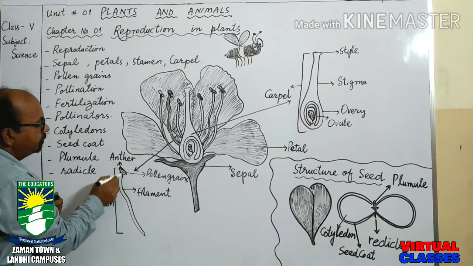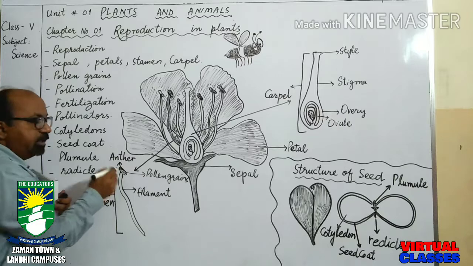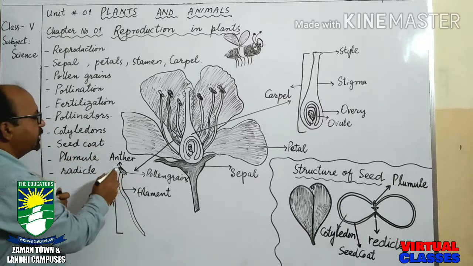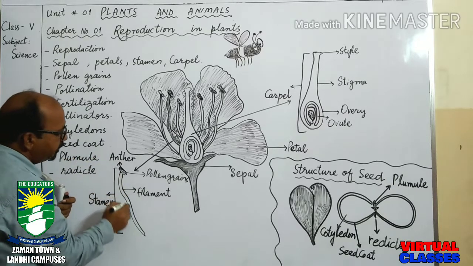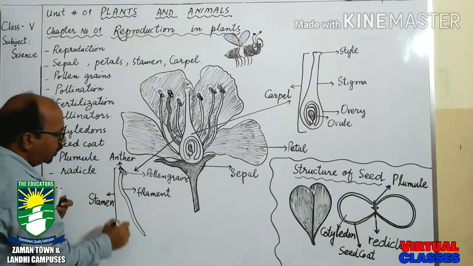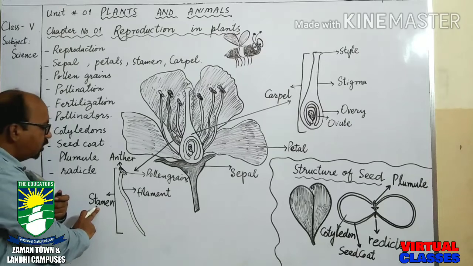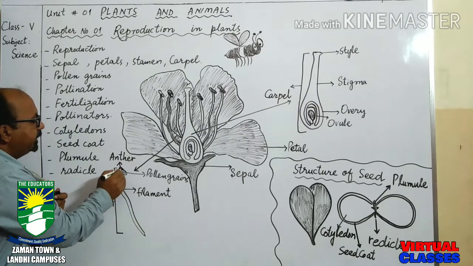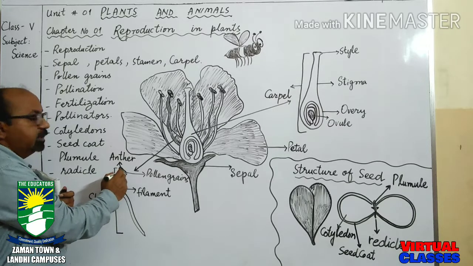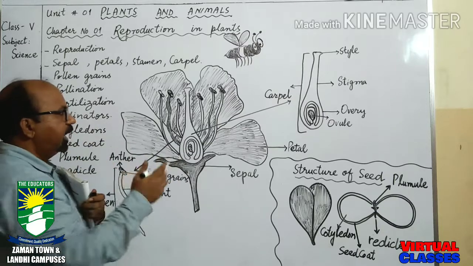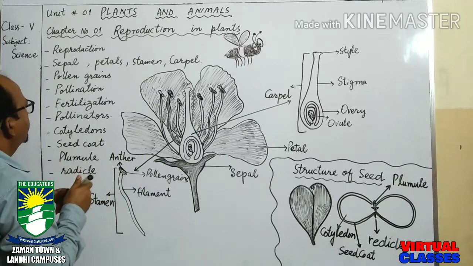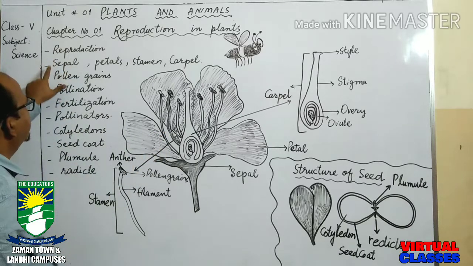It has a sac on it, and in this sac are pollen grains. Pollen grains are yellow powdery grains which are present on the anther, and this part is called the filament, which is attached to the flower. So the whole is called stamen, the male part, and these pollen grains play a very important part in the production of new plants. I will tell you the whole process of reproduction. So here we have discussed reproduction.